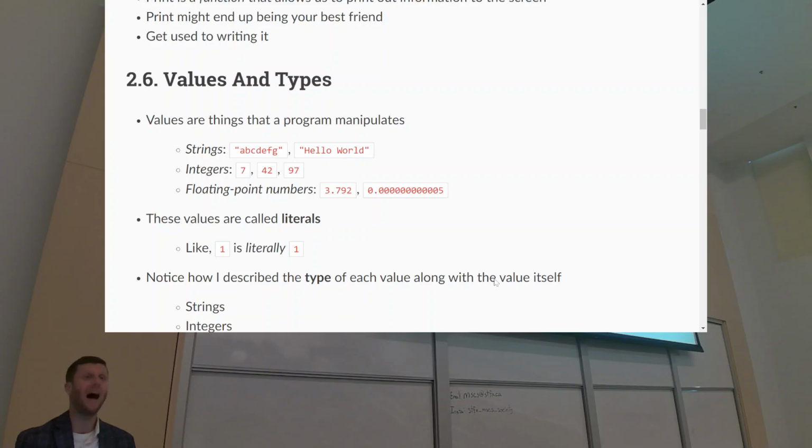So values and types. Programs really are instructions that manipulate values, some data. And data has values. For example, we've got what we're calling strings: A, B, C, D, E, F, G. There's another one, hello world. Those are strings. It's a string of individual characters. That's why they're called strings. Below that, I have 7, 42, 97. Those are integers. And then on the last line, we have floating point numbers. These are numbers, but they also include decimals.